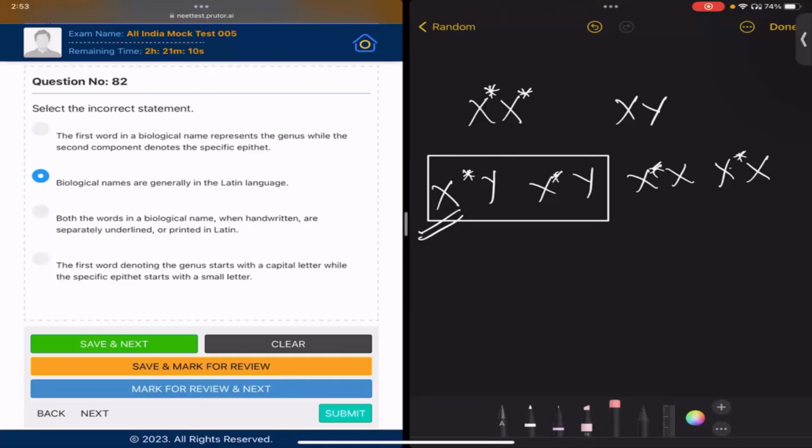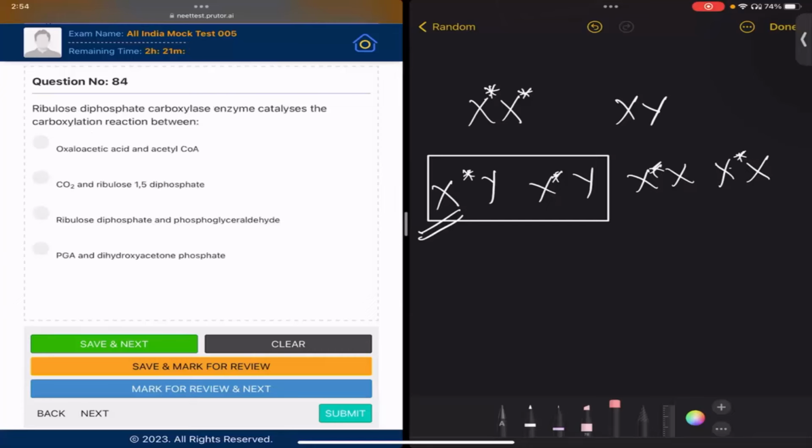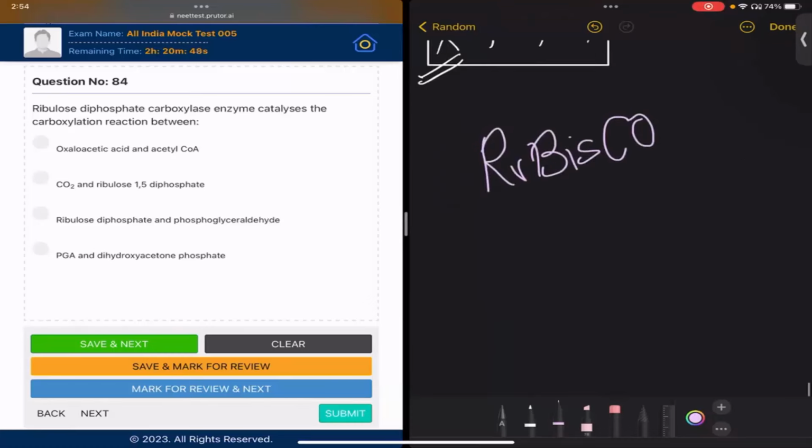No, Latin. It's not Latin actually. Cyclic photophosphorylation: resistance formation of... इसमें NADPH नहीं बनता क्योंकि NADPH reductase नहीं होता, सिर्फ ATP बन पाएगा. Ribulose diphosphate carboxylase enzyme. Okay. Rubisco, this is talking about Rubisco. This is the common name. Bisphosphate carboxylase oxygenase बोलते हैं generally हम लोग.